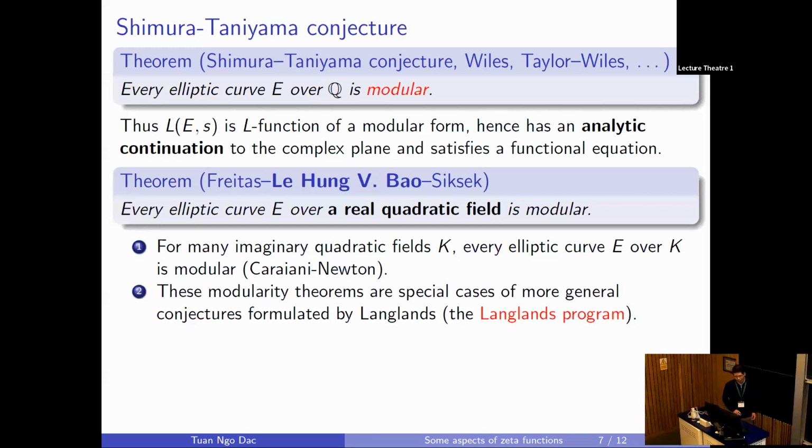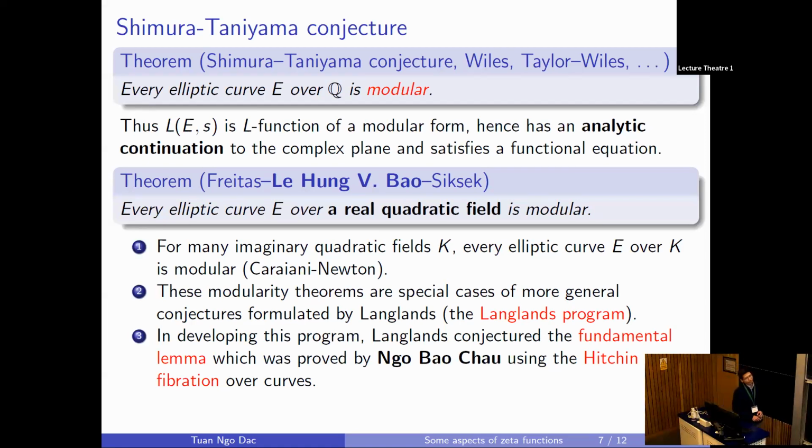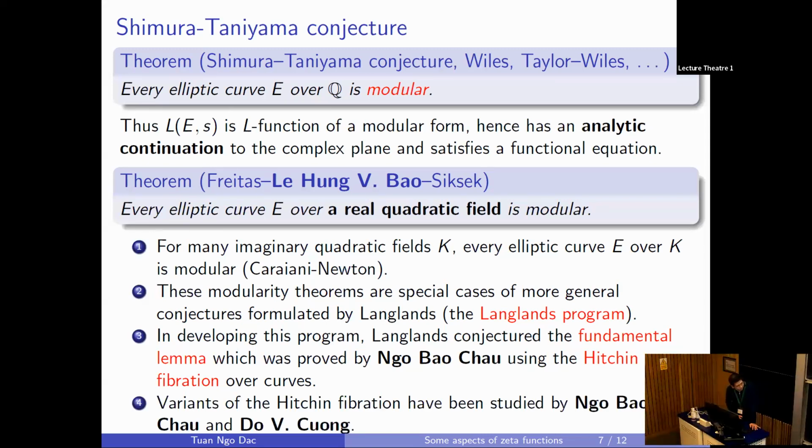So this kind of theorem is a special case of more general conjectures formulated by Langlands. It's known under the name the Langlands program. In developing this program, Langlands conjectured a series of identities called the fundamental lemma, which was proved by Ngo using Hitchin fibrations over curves. So in the number theory section, we will hear about some variants of the Hitchin fibration by Ngo and Do Viet Cuong from Vietnam.